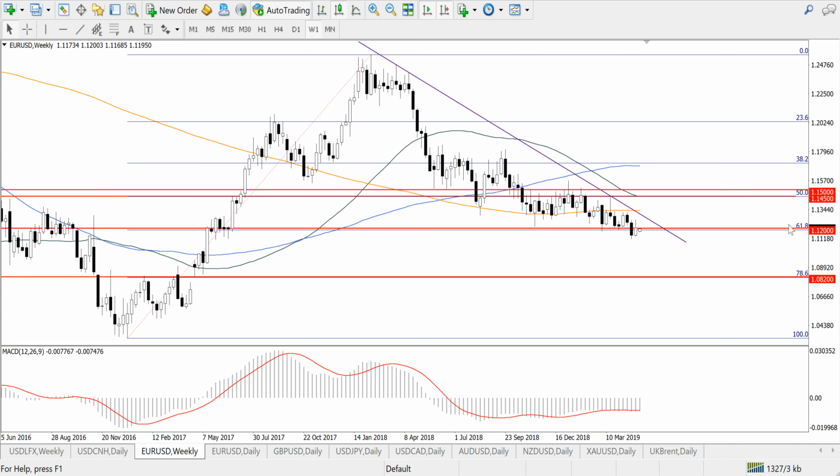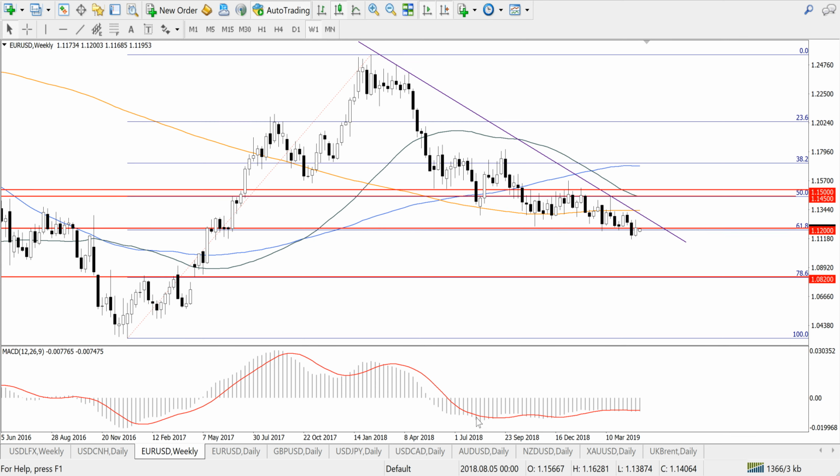As usual, we start with the weekly chart of the euro dollar, and we can see that despite the fact that the euro tried to correct to the upside last week, it didn't manage to close at the weekly highs, and it didn't manage to close significantly above the key level of 1.12. So the market players are not really eager to have euros.